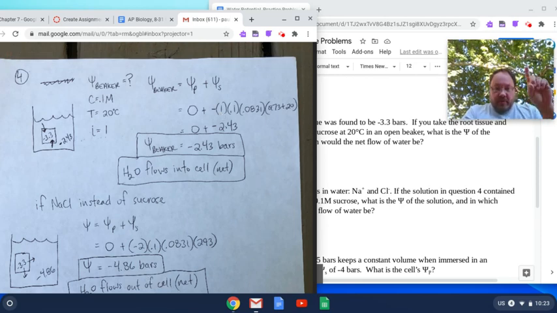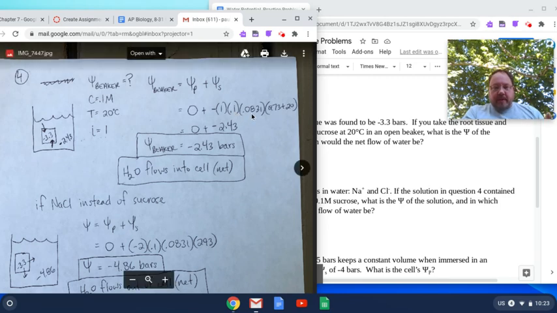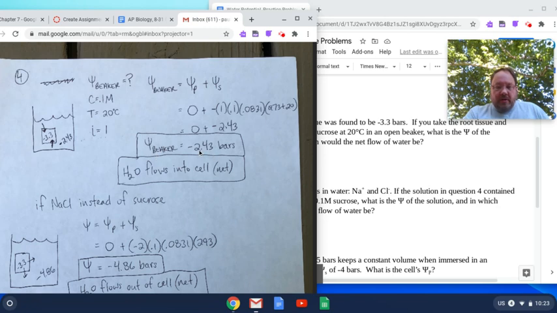Since it's a carb, it'll form a ring. We jot down the concentration, which is 0.1 molar. Here is that constant, the 0.0831. We take the temperature of 20 degrees Celsius, add it to 273 to convert to Kelvin, and we wind up calculating a water potential for the beaker of negative 2.43 bars.